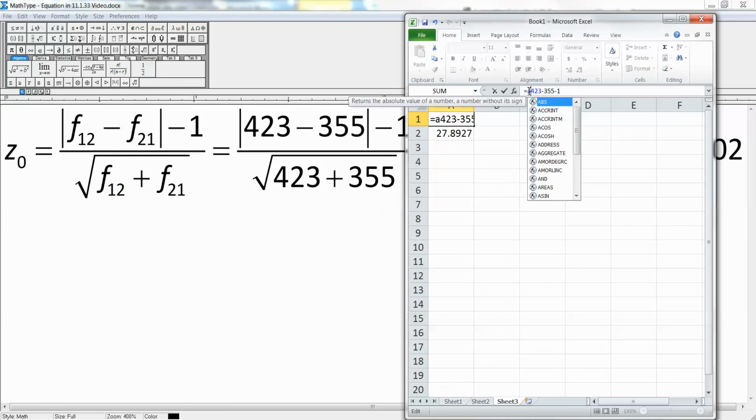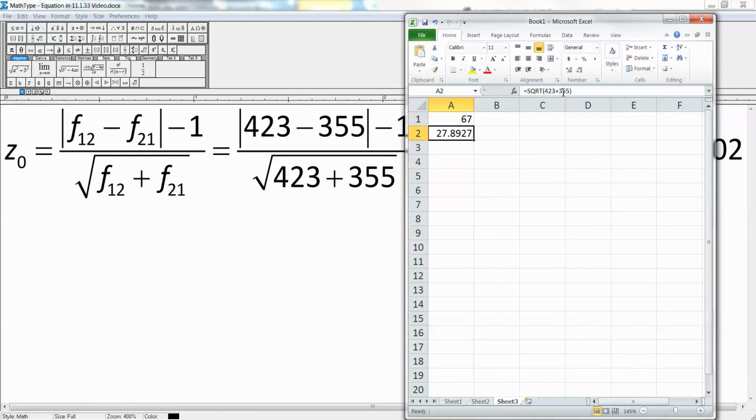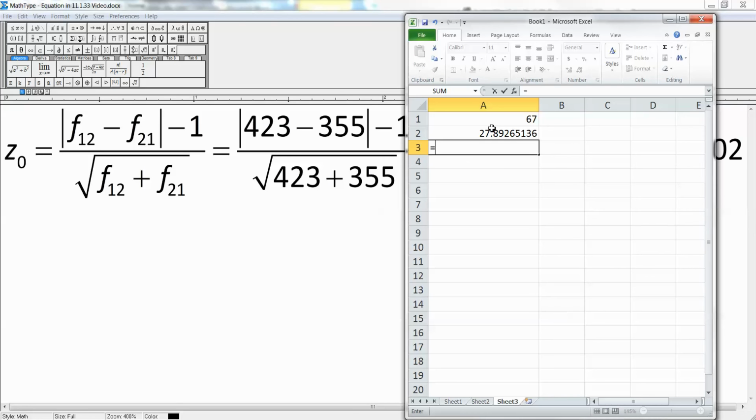Technically, you want the absolute value. You could take ABS, parentheses, of 423 minus 355, take away 1 like that. I don't know if you caught it, but that's what it is: absolute value of 423, take away 355, close your parentheses, and then take away 1. And then you take this number, 67, divided by that number.